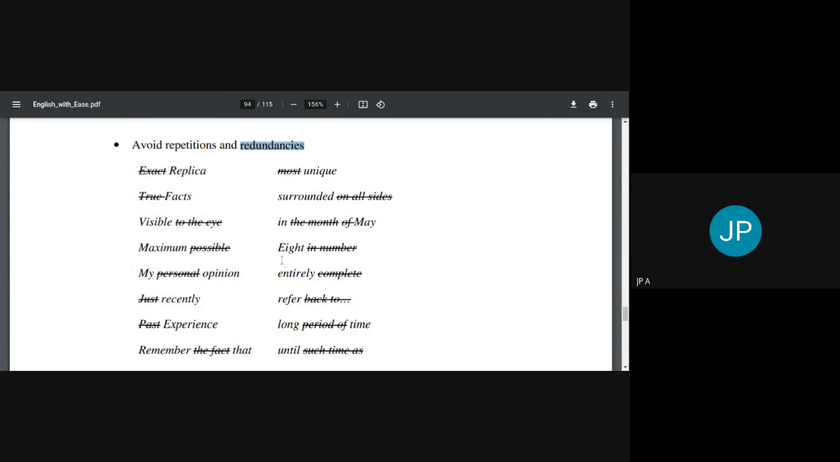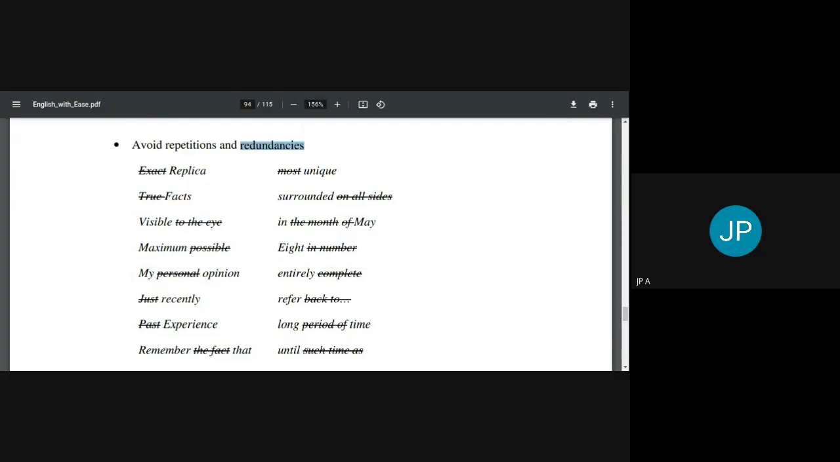For example, replica means an exact copy of something. Unique, something that is most special. Most unique എന്ന് പറയേണ്ട ആവശ്യമില്ല. ഫാക്ട് എന്ന് പറഞ്ഞാൽ തന്നെ എന്തെങ്കിലും വസ്തുത സത്യമായിട്ടുള്ളതാണ്. പിന്നെ ട്രൂ ഫാക്ട് എന്ന് പറയേണ്ട ആവശ്യം. സറൗണ്ടഡ് എന്ന് പറഞ്ഞാൽ തന്നെ 4 സൈഡിലും വരുന്നത് എന്നുള്ളതാണ്. പിന്നെ വീണ്ടും ഓൺ ഓൾ സൈഡ്സ് എന്ന് ആവശ്യമില്ല.